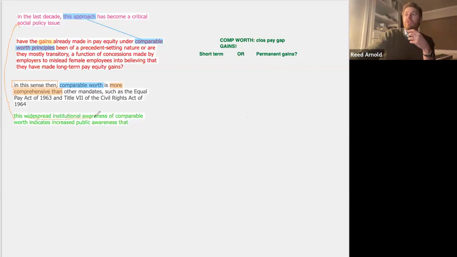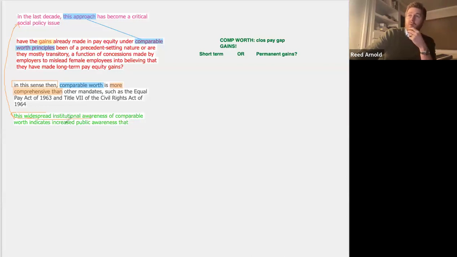It tells me that institutions are aware of comparable worth. So comparable worth is known. A sentence might go into more detail about this, but this widespread awareness. So somewhere in sentences or clauses we haven't seen yet, they're going to talk about how many institutions know about the comparable worth approach. And then this clause tells me that this institutional awareness indicates increased public awareness that in the last decade, this approach has become a critical social policy issue. I think that idea is going to connect.